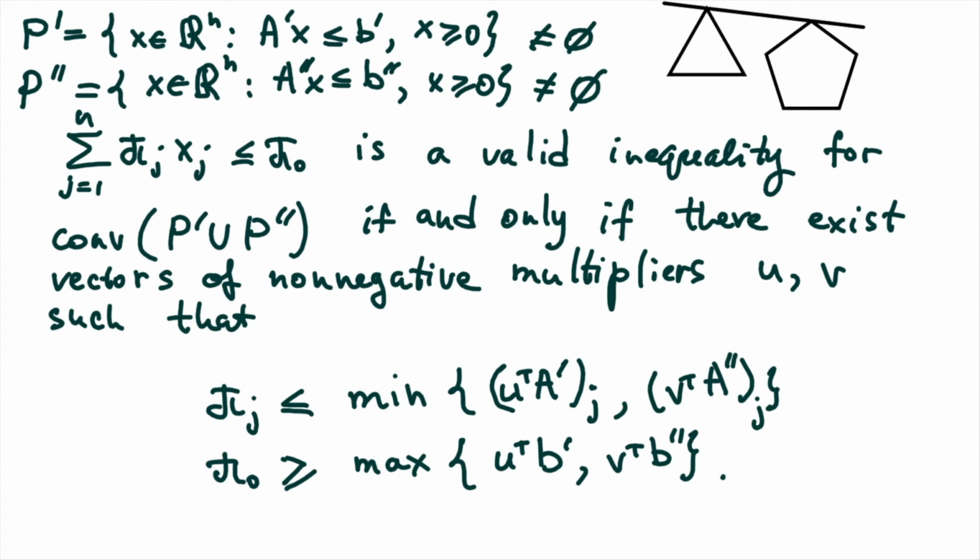Alright. Next, we are going to look at the equivalent characterization of the valid inequalities in terms of the dual multipliers. And this is for the case of the polyhedral sets. So assume that we have two non-empty polyhedral sets. One is P prime, the other one is P2 prime, and they're given by the following equations.